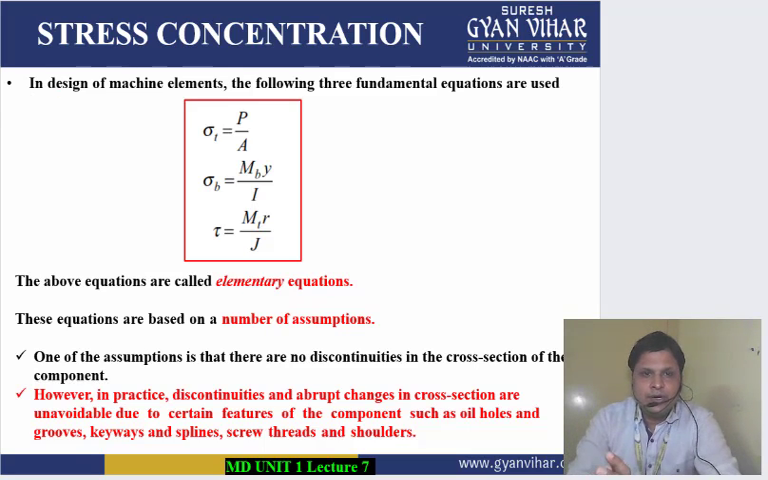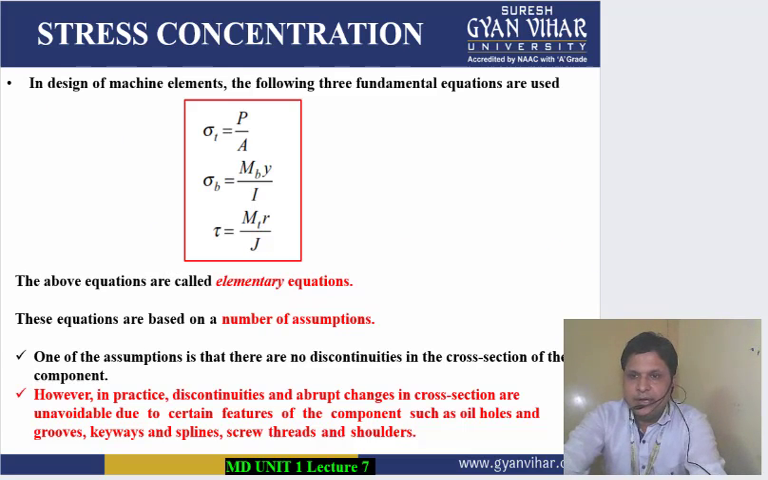One more reason is that if we go into the technical aspect, we will see that discontinuities and abrupt changes in cross sections are unavoidable due to certain features of the component. What are those features? Such as oil holes and grooves, keyways and splines, screw threads and shoulders. Therefore, it can't be assumed that the cross section of a machine component is uniform. Under these circumstances, the elementary equations do not give the correct results. Coming to the next slide.